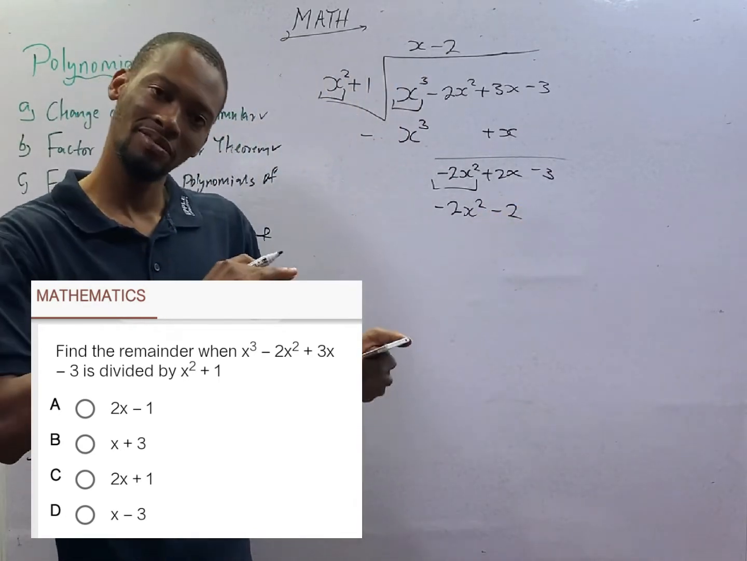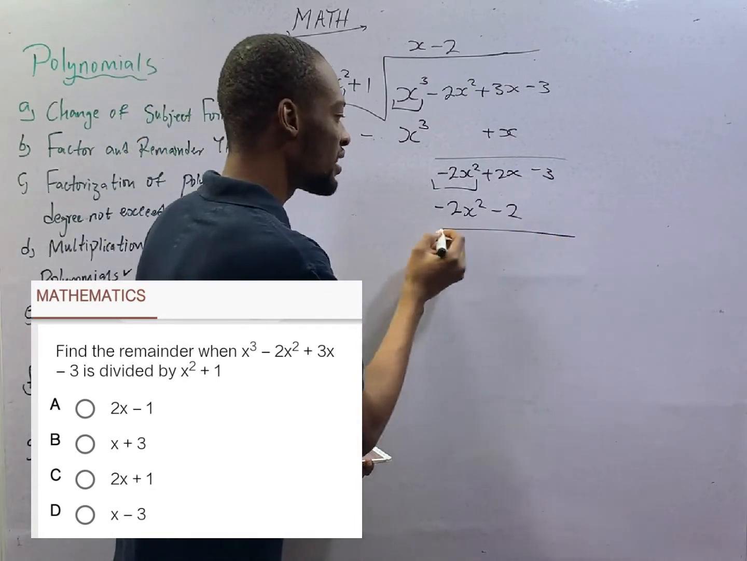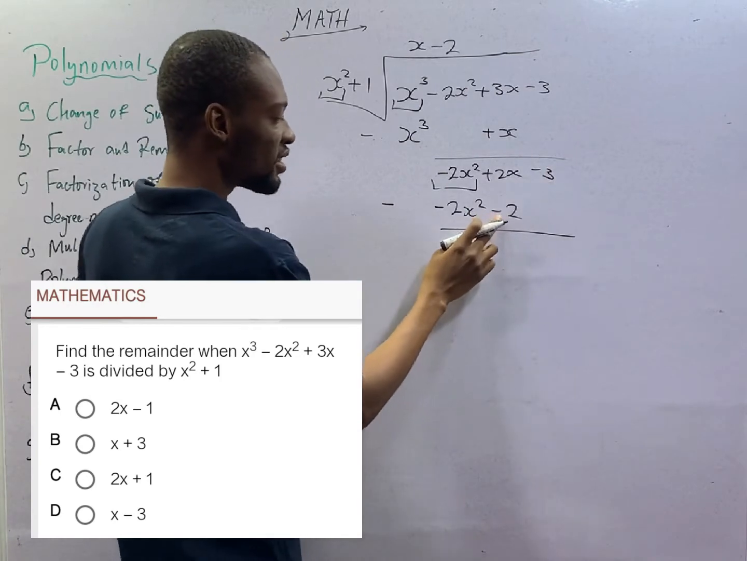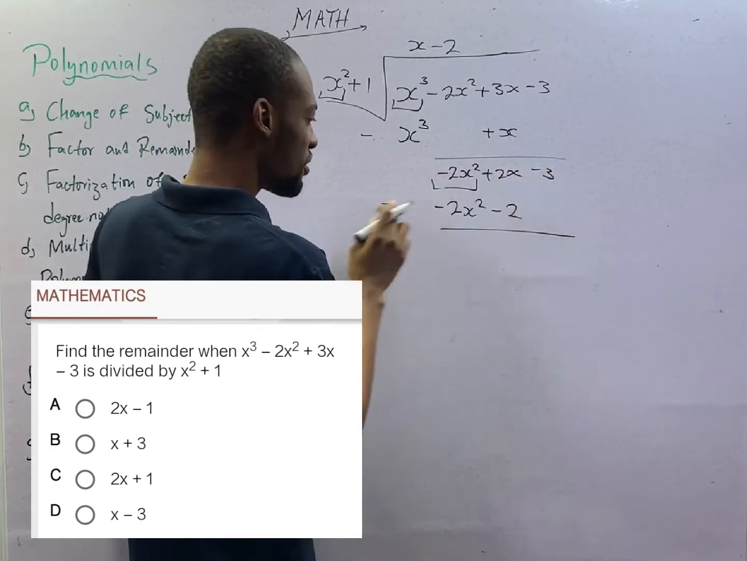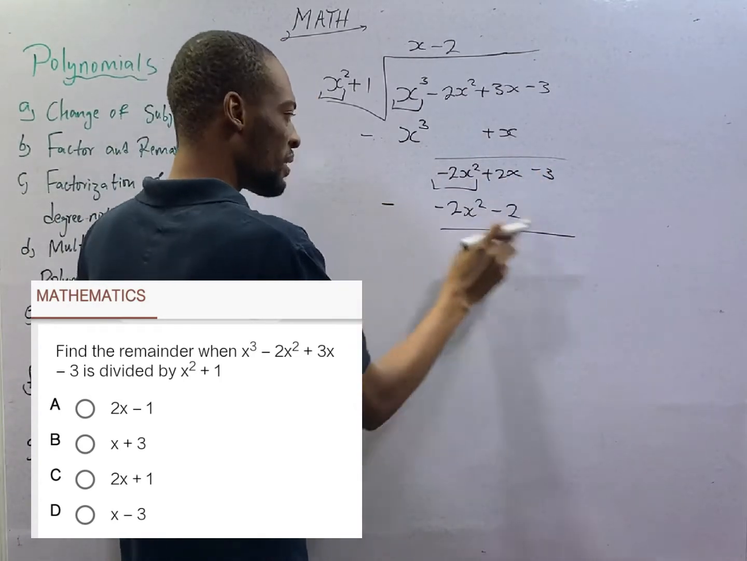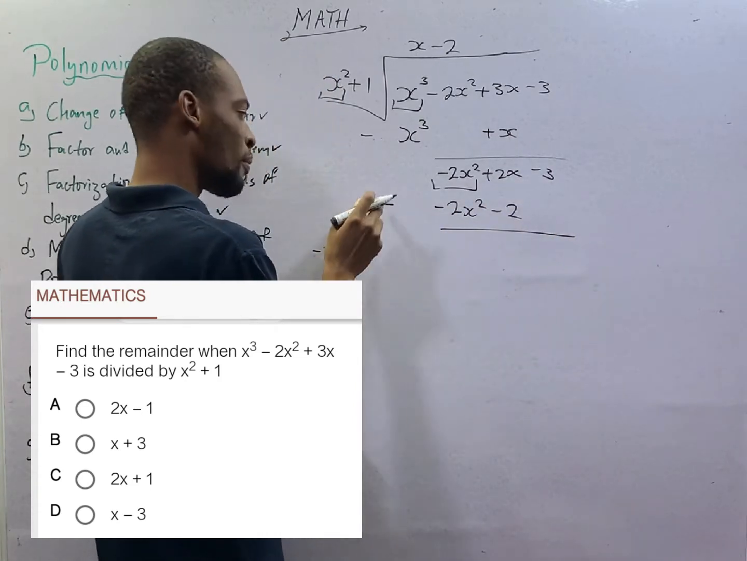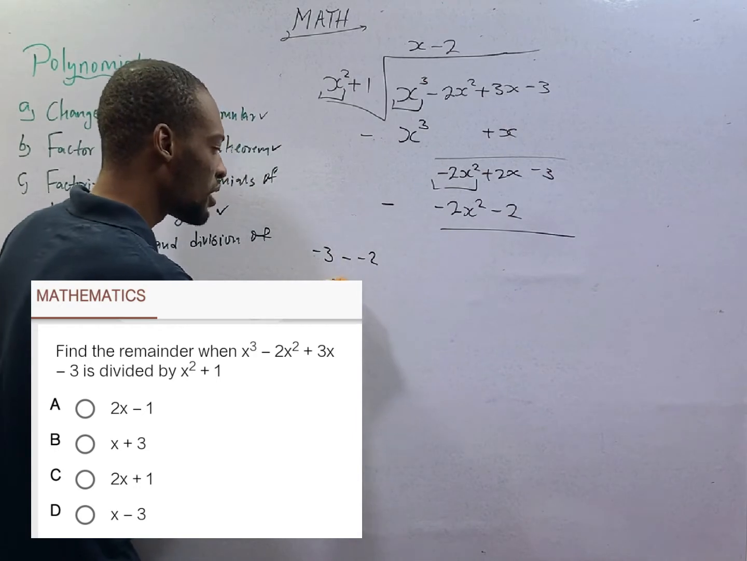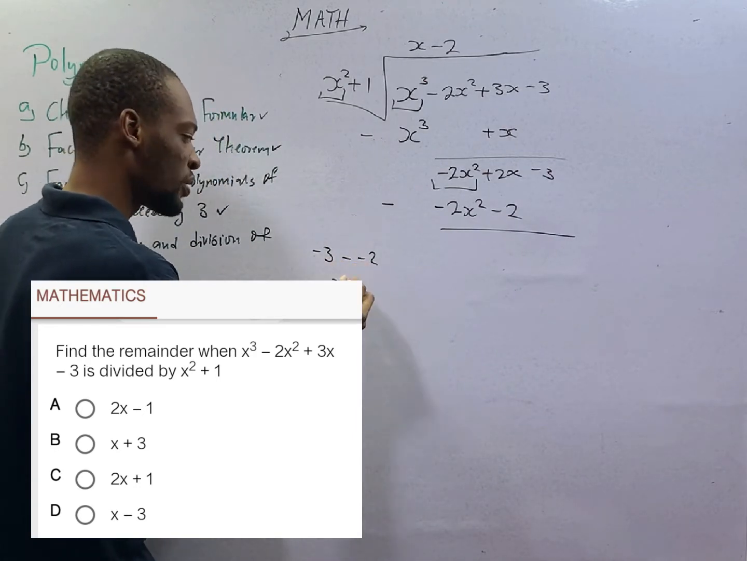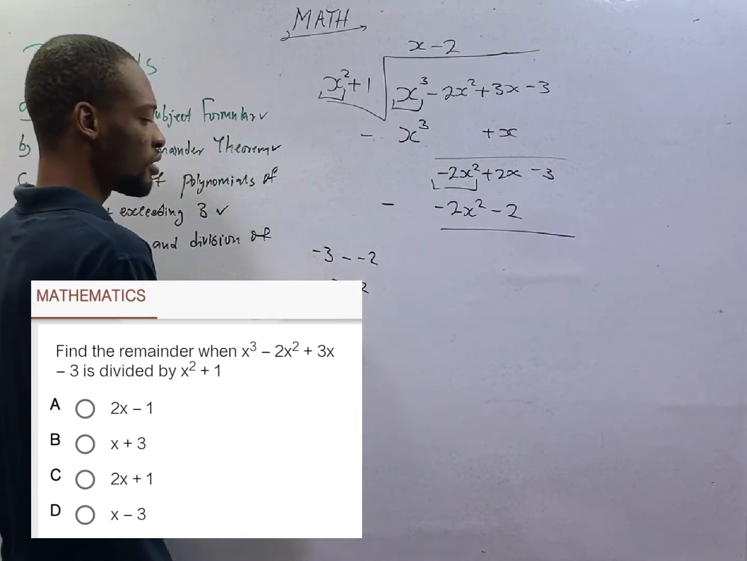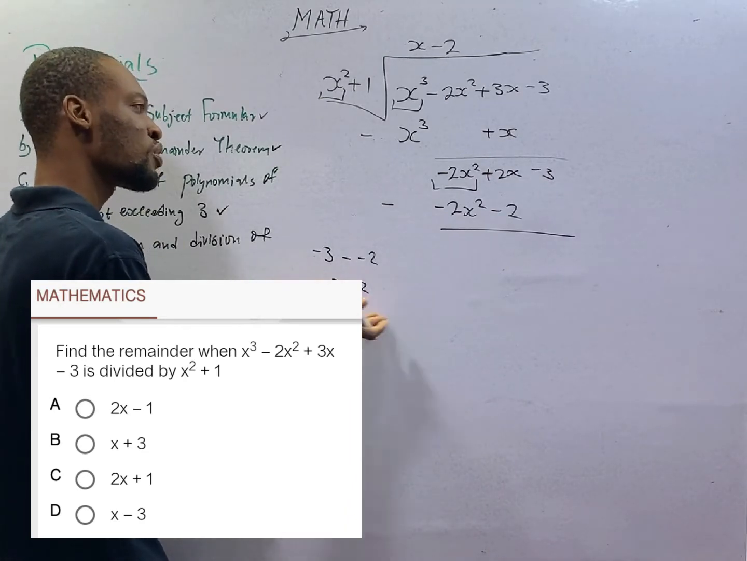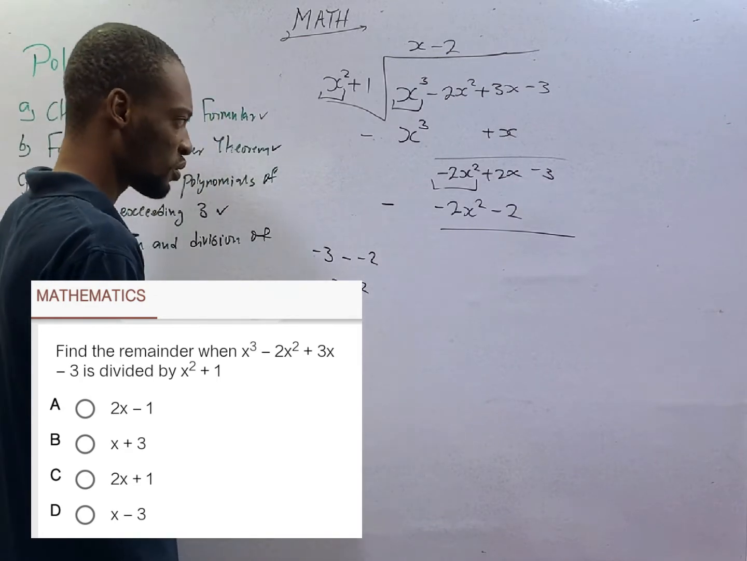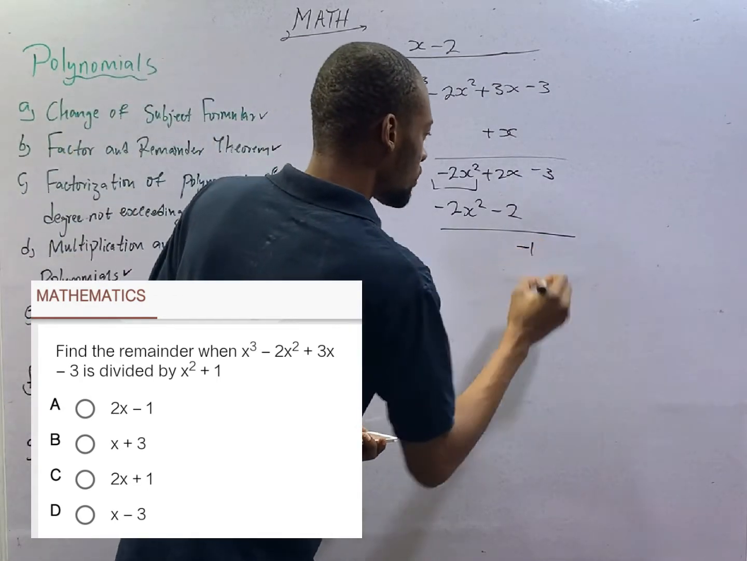The next thing, subtract. You do like this. You put minus here. Here is constant and here is constant. So minus 3 minus minus 2. This is minus 3. Minus minus is plus 2. Minus 3, you are owing 3. Plus 2, you paid 2. You will still be owing 1. So here remains minus 1. So we have minus 1 here.